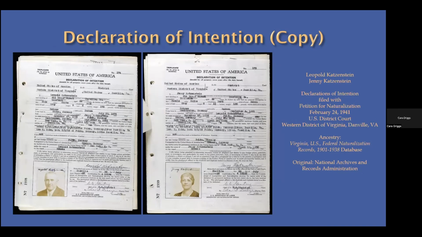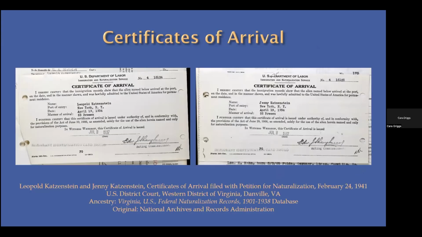And here's the same document that we just saw, but with a photograph. A photograph was not required on the original form, but when a copy was filed with a petition for naturalization, it had to have a photograph. This was the result of a 1929 law that requires photographs on certain naturalization documents. These certificates of arrival contain the information that was found on their passenger list.